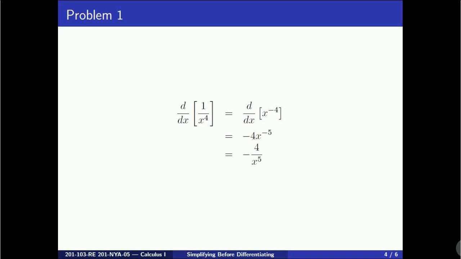Note that in this problem, we cannot differentiate 1 over x to the 4 by differentiating the numerator and dividing by the derivative of the denominator. This is not a valid rule. There is a rule for differentiating quotients of functions, but that is not what that rule is like.